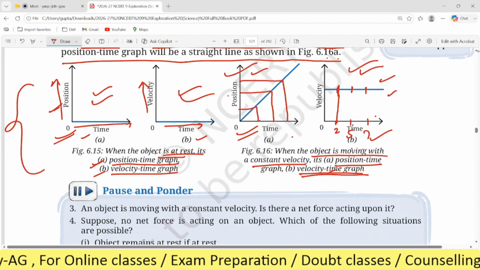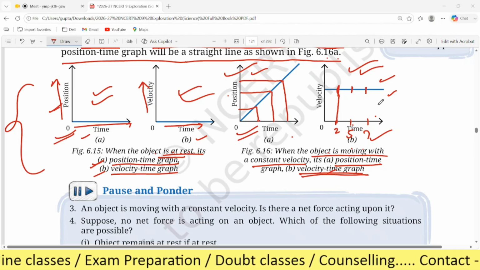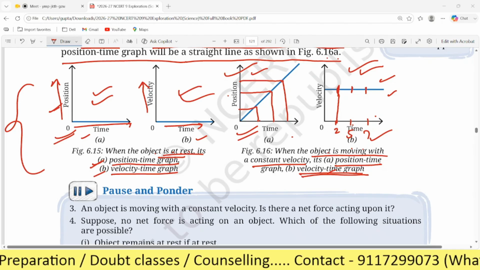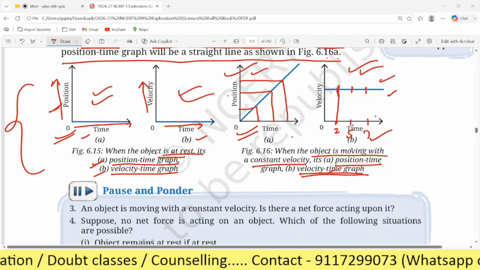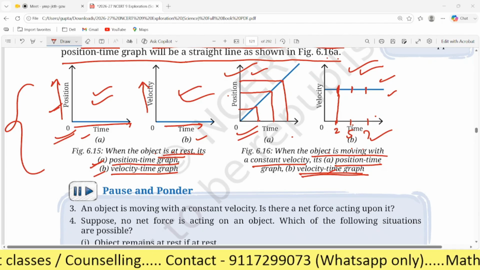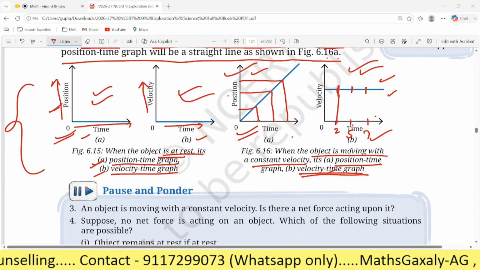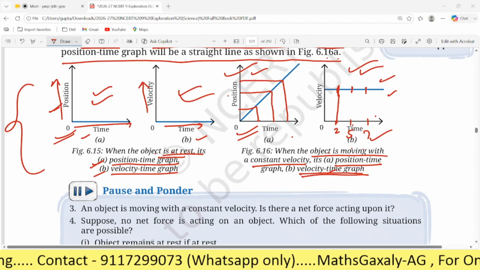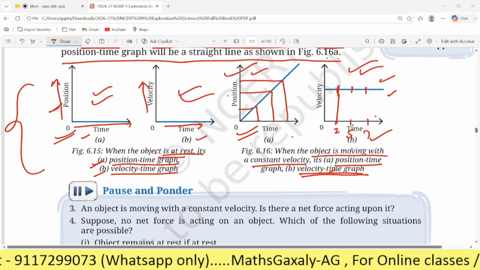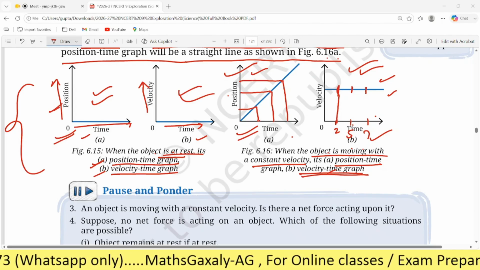Hello, can you hear me, Ashwin? Hello. Is there any network issue from your side?